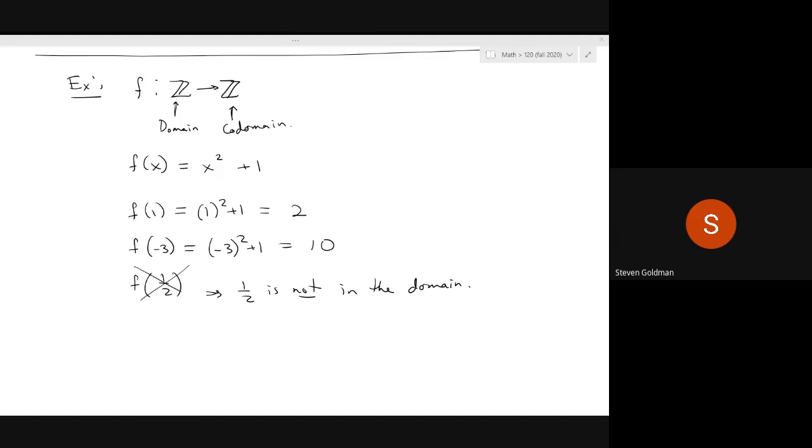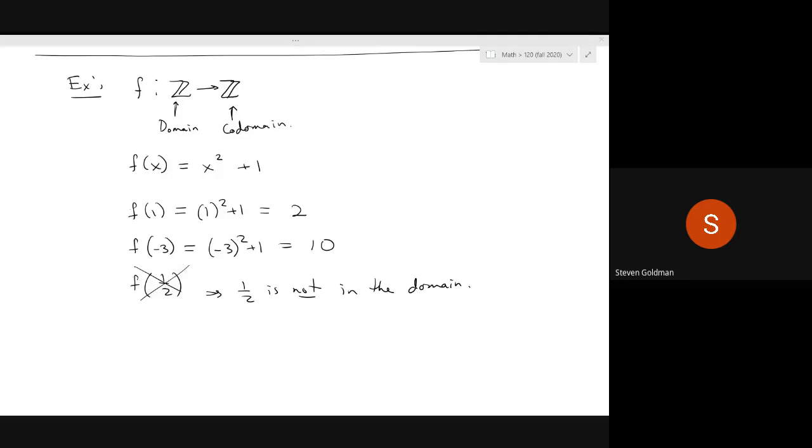Any suggestions? If you want, I could also rephrase the question. In other words, are there numbers that this function cannot be equal to that are in my codomain? Can you find me some number that my function can't be equal to that is in the codomain?